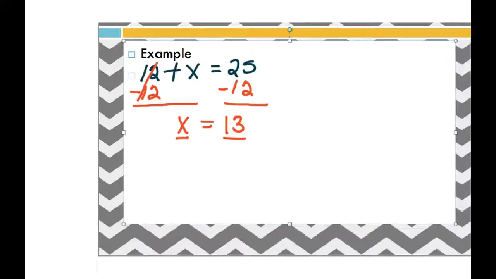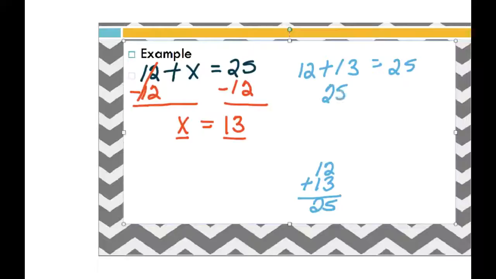Now I have to come over here and show my check. So I'm going to put the 13 in for the x. 12 plus 13 equals 25, and I have to do that. What is 12 plus 13? If I don't know, I can use a calculator. I can come down here and do it. And I see 25, so I have to finish it up and say 25 does equal 25. So I'm going to give myself a check mark. I know I got that correct.